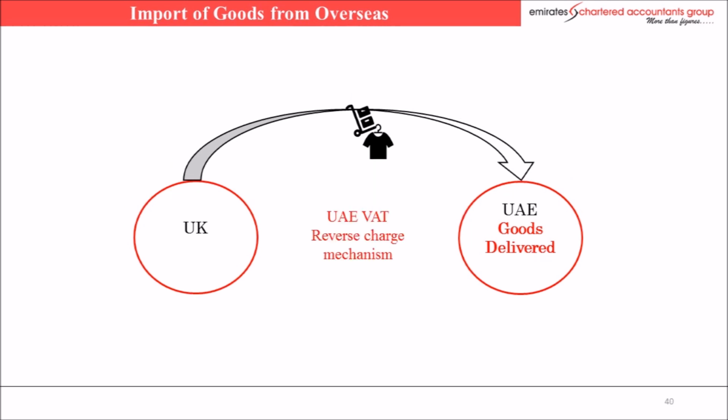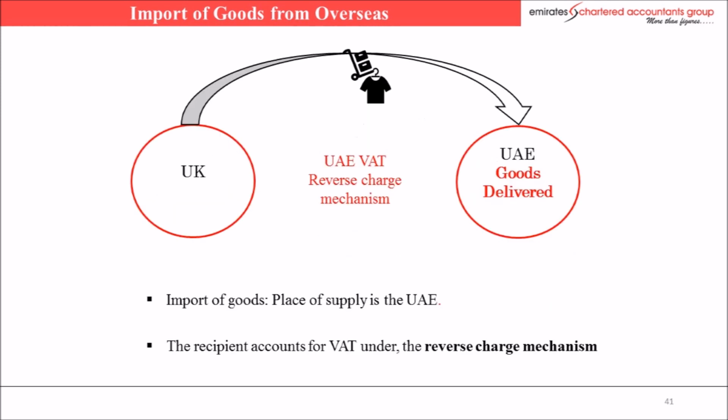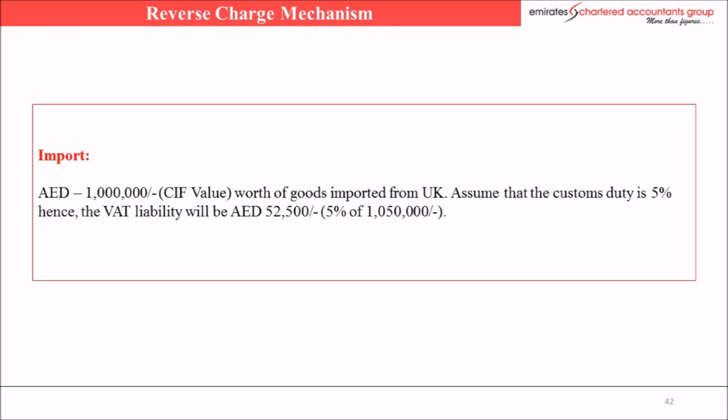Under the UAE VAT law, the reverse charge mechanism will be applied. That means the importer has to record the tax liability on purchases. Let us assume goods worth 1 million, that is the value of the goods is 1 million, are coming to the UAE from the UK. Customs duty is 5%, hence the VAT liability will be 52,500, that is 5% of 1,050,000.